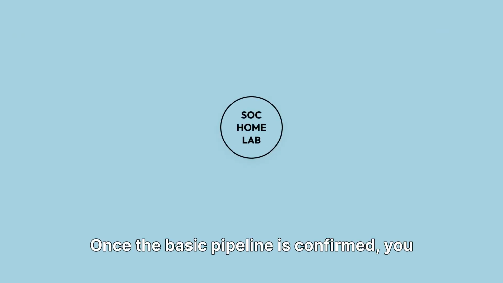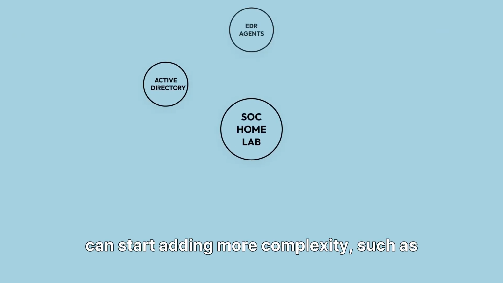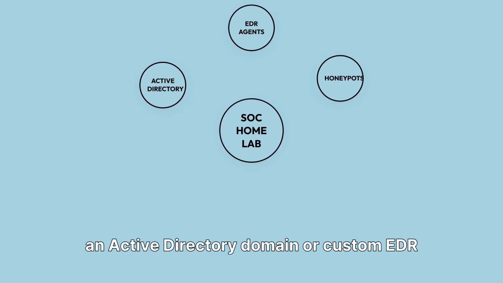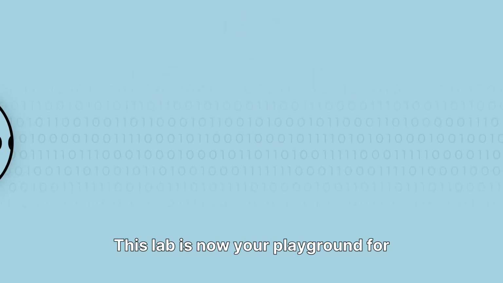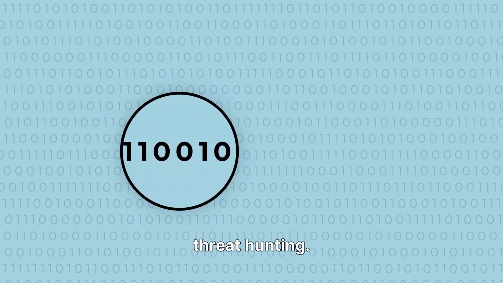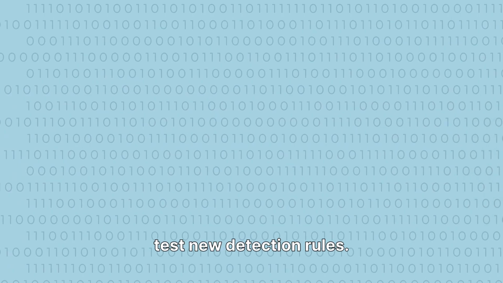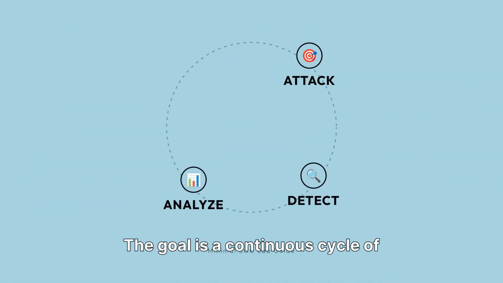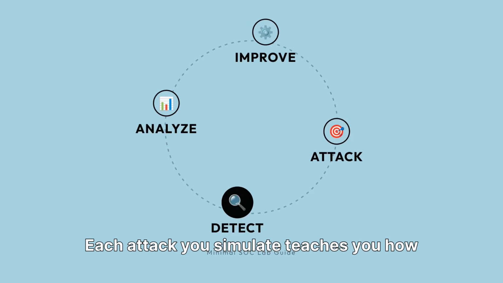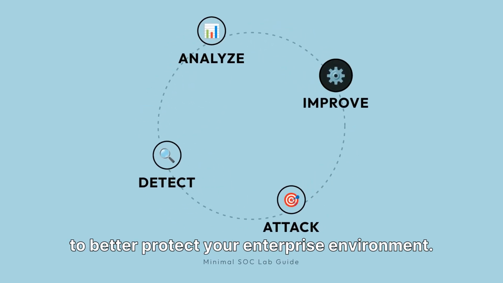Once the basic pipeline is confirmed, you can start adding more complexity, such as an Active Directory domain or custom EDR agents. This lab is now your playground for threat hunting. Use it to reverse engineer malware behavior and test new detection rules. The goal is a continuous cycle of learning. Each attack you simulate teaches you how to better protect your enterprise environment.